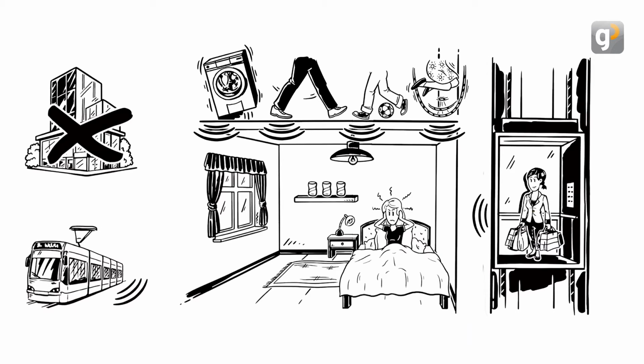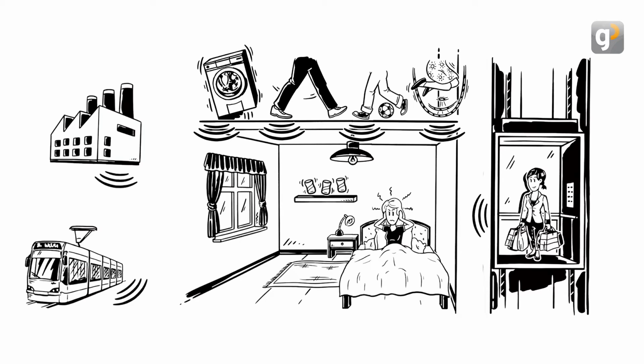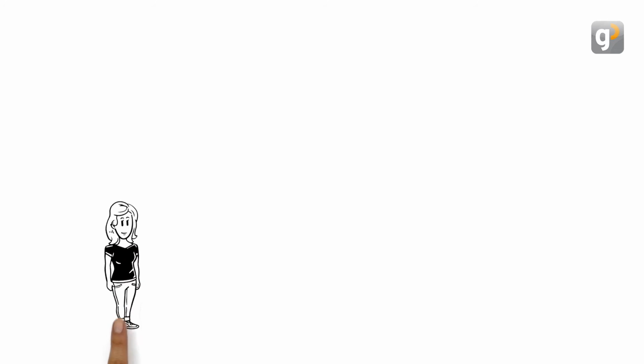When the tram passes Sonia's house, the glasses rattle in the cupboard. Not to mention the industrial facility next door. Obviously, machinery doesn't need sleep, unlike Sonia. Luckily, Sonia lives in a world that has vibration isolation.